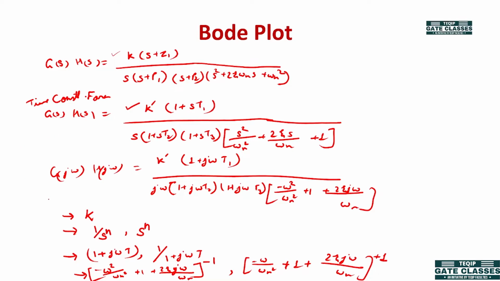Okay, so these are the four factors that may be present in our system's open loop transfer function. We need to first identify the Bode plot for each individual term, and then we can simply add all those plots into a single plot.